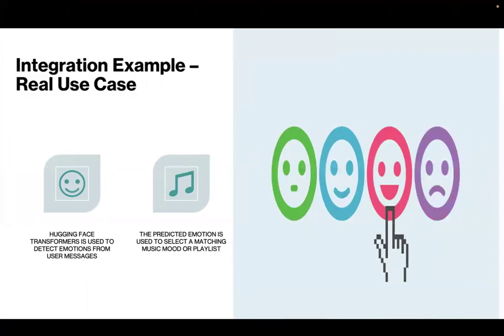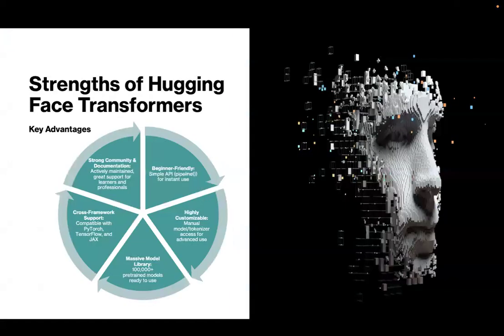So this is just what we are going to do for our final project as well. So yeah, this is the real use case. And this is about the strengths and trends of the Hugging Face transformers. If you pass a chat message to the classifier, it returns the emotion label and confidences. You can use that label to recommend a music playlist, and this simulates what happens inside your actual chatbot project.